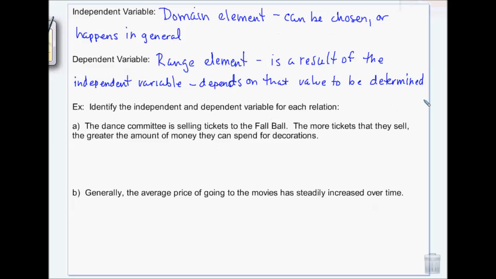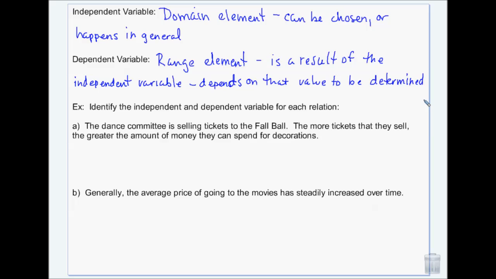Independent variable. That's the domain. Remember I said that's the one you can pick, that's the input. So it can either be chosen, for example, if we're making a cake, what ingredients we use to put in the cake, that happens, right? That can be chosen. Or it can just happen in general.